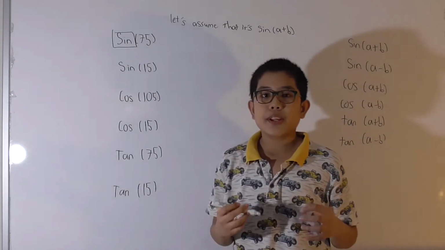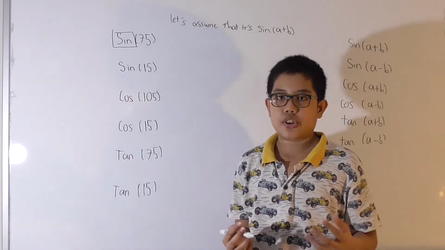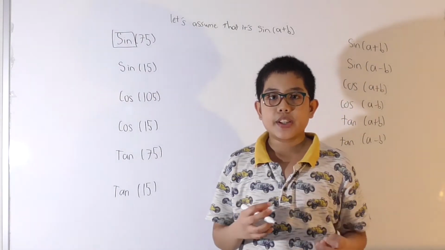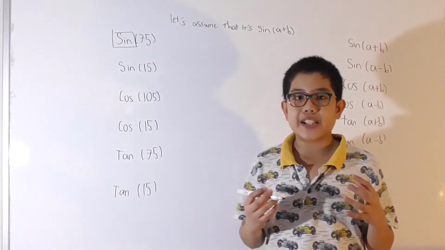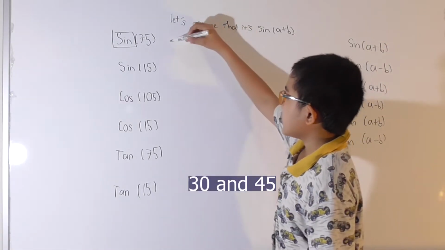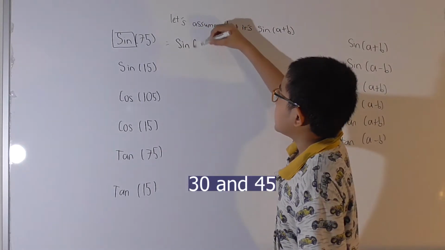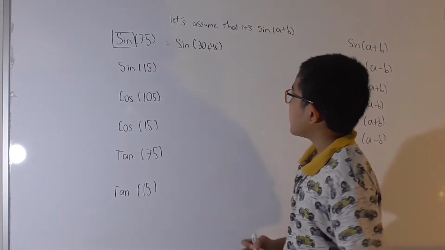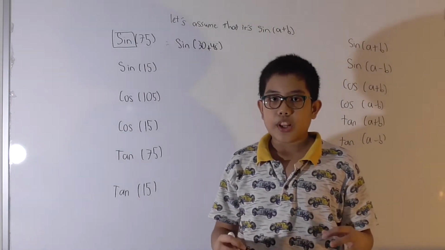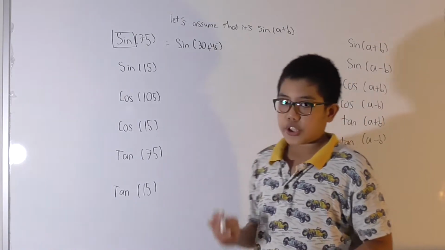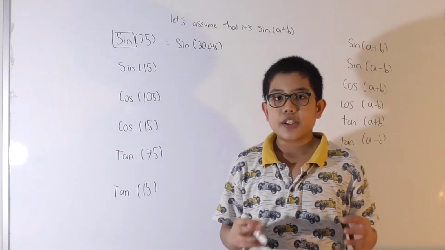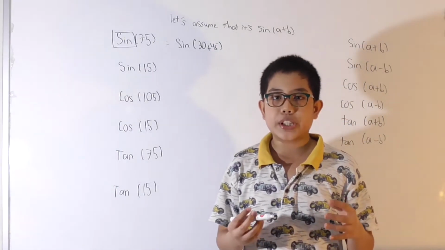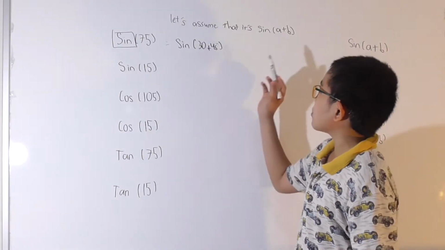If you assume that it's A plus B, let's try to find the combinations, the A and B, for the sine of A plus B. After some trial and error, we can figure out that it's going to be sine of 30 and 45. So 30 plus 45 is one of the combinations. You can use other trig ratios like 45, 90, but in this case, let me just use the simplest one, 30 and 45. That's the combination we can find if we assume that it's A plus B.